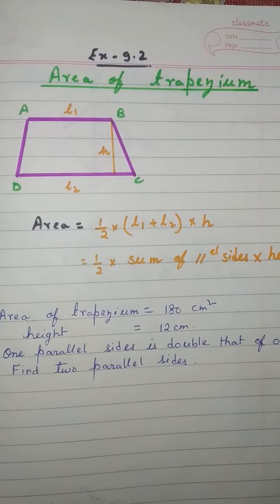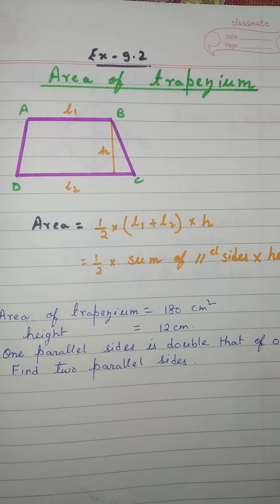Good morning, students. This is the second video of chapter 9, mensuration. Again, today I am going to discuss area and perimeter of some figures. So today I am going to discuss trapezium and rhombus.